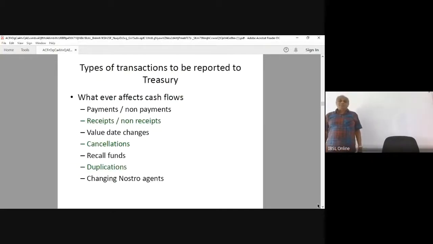Types of transactions to be reported to Treasury. Whatever affects cash flows, payment, non-payment. Why non-payment? It's a good question. Payments, yes. Non-payment. What do you mean by non-payment?